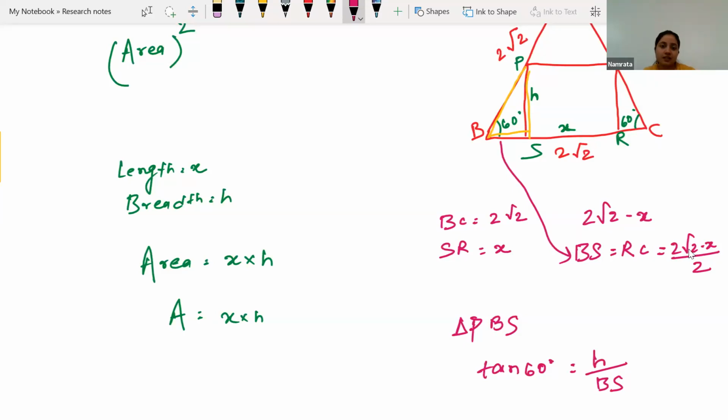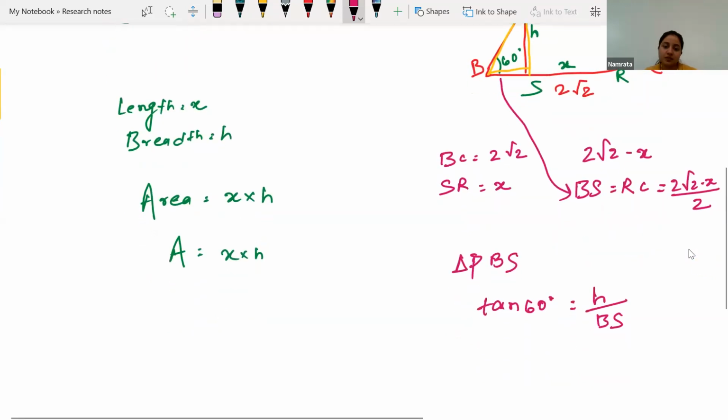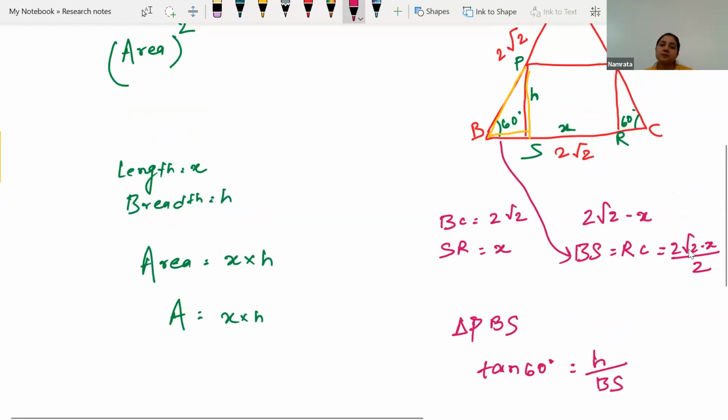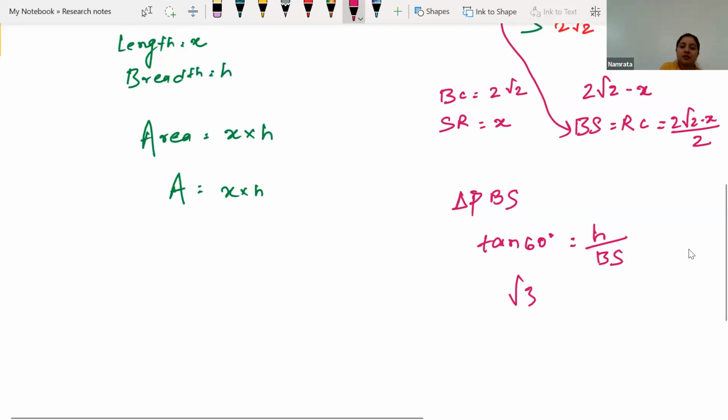Can we write it like this? Yes, ma'am. What is the value of tan 60? Root 3. It's root 3. h. Bs is this one.